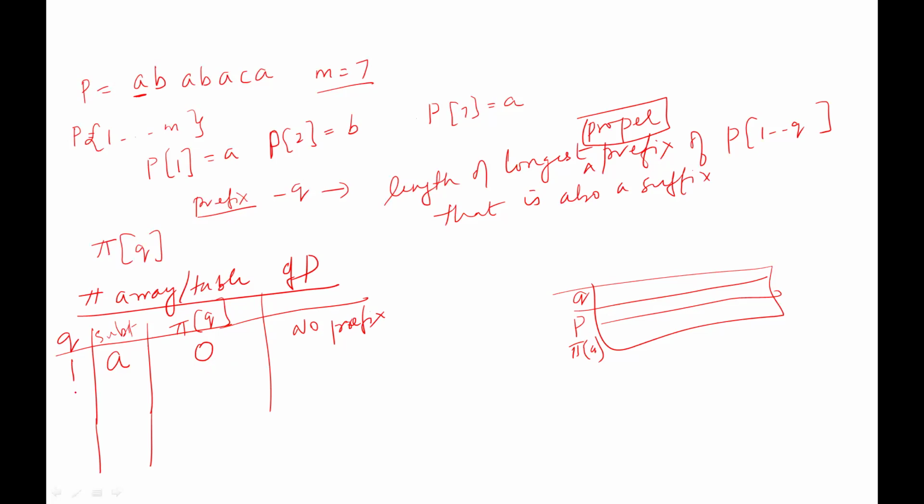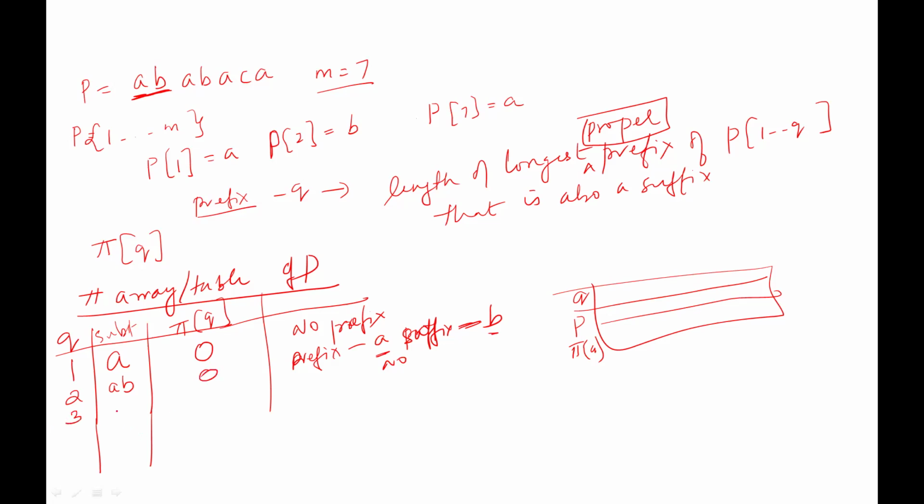Now look at the next one. Suppose we take the second character, when the index is 2. So the substring will be AB. Take 2 characters at a time. Now you can see that the proper prefix of AB, ignoring the last character, is only A. And the proper suffix is simply B, nothing else. Is there any match between these two substrings? No, there is no match. So because there is no match, we put a 0 here.